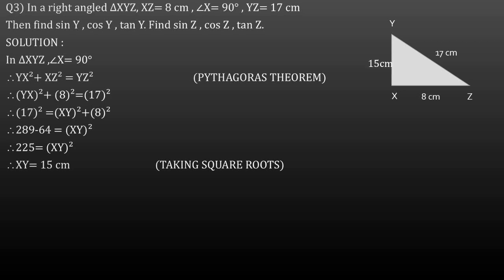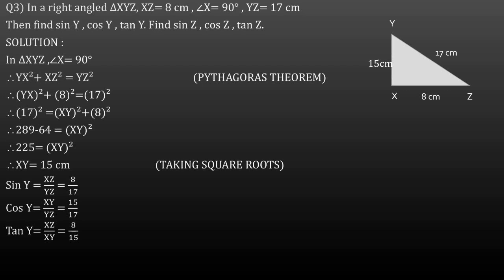Now we are going to find the trigonometric ratios. First let us begin with the trigonometric ratios of angle y. So sin y is XZ upon YZ is equal to 8 upon 17. Cos y is equals to XY upon YZ. XY is 15, YZ is 17. So we get cos y as 15 upon 17. Tan y is equal to XZ upon XY. Value of XZ is 8 and the value of XY is 15. So we get tan y as 8 upon 15. So these are the trigonometric ratios of angle y.